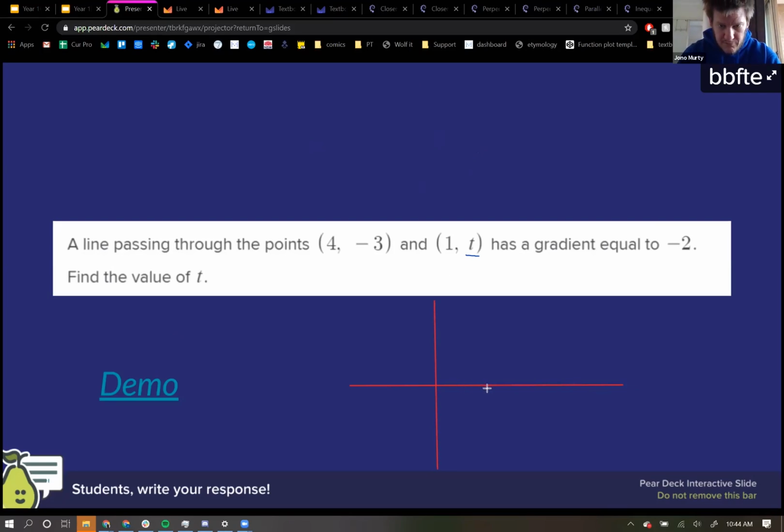Okay, 4, minus 3, let's say that's there, and 1, t. We don't know where that is. We do know it has a gradient equal to minus 2 though. So if the gradient is equal to minus 2, it's obviously going to be sloping down. If that's y, that's a gradient of minus 1, let's say that's minus 2. So it's going to look approximately like that. This is our point 4, minus 3.